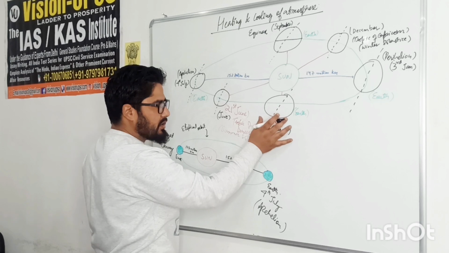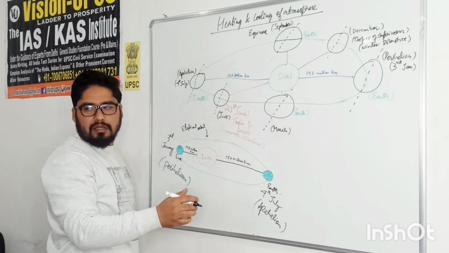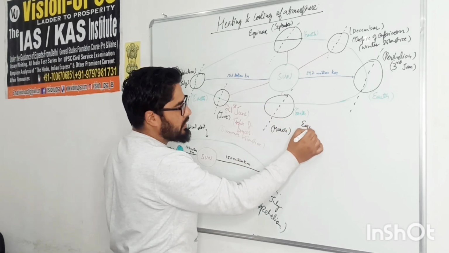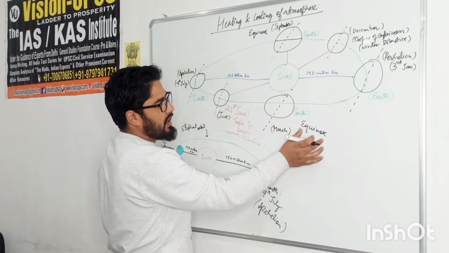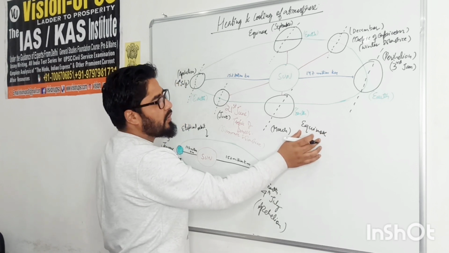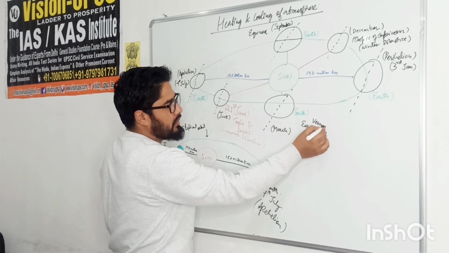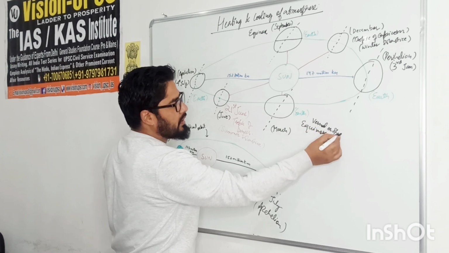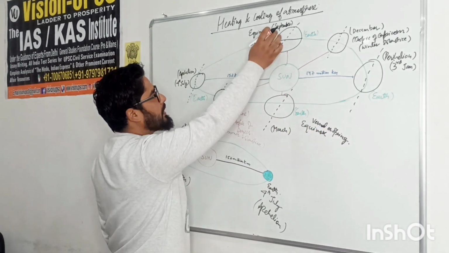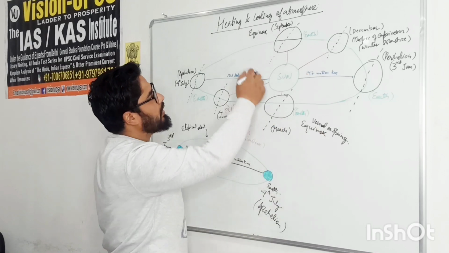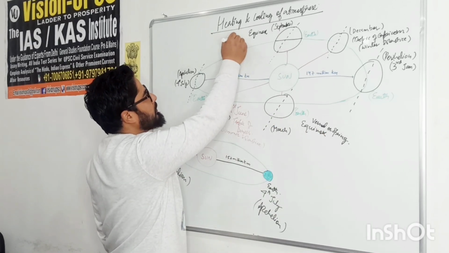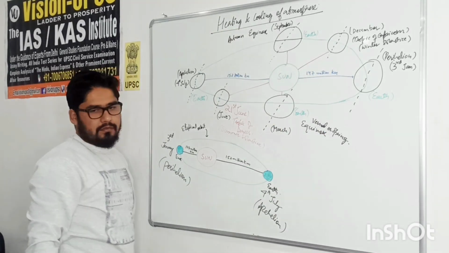When it's in March, it is directly on equator, it's known as equinox. यहाँ पे इसको कहेंगे वर्नल और स्प्रिंग इक्विनॉक्स. यहाँ पे कहेंगे इसको ऑटम इक्विनॉक्स.